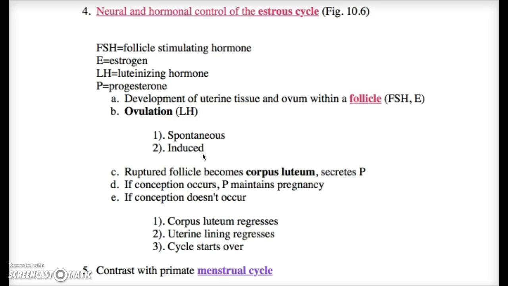There are others at the other end of the spectrum that don't require a male to be around at all and will ovulate spontaneously over and over and over again. And then there's some species that are sort of in the middle. So they may be spontaneous ovulators, but the timing of that ovulation may be influenced by the presence of males. And humans are actually in that category.